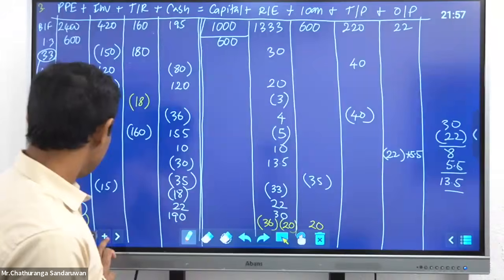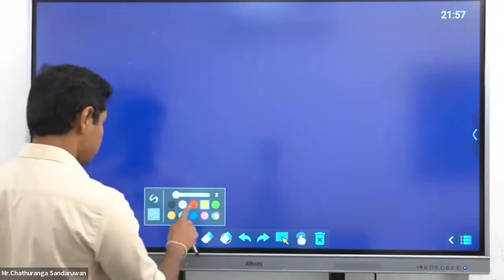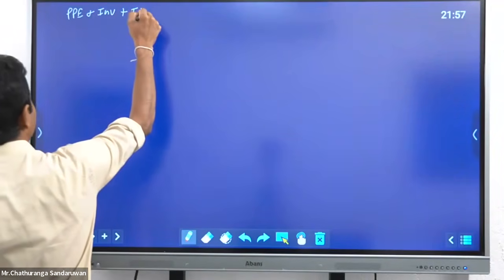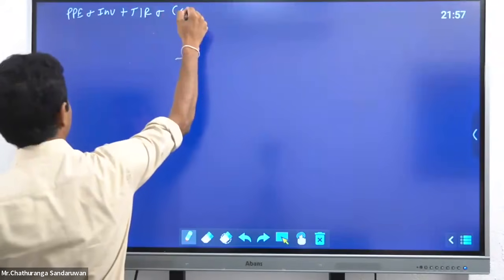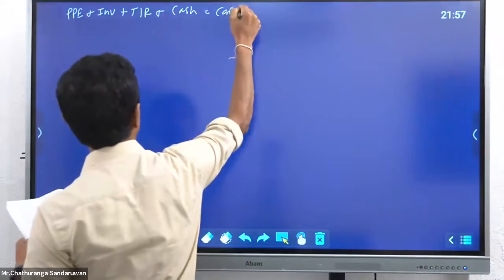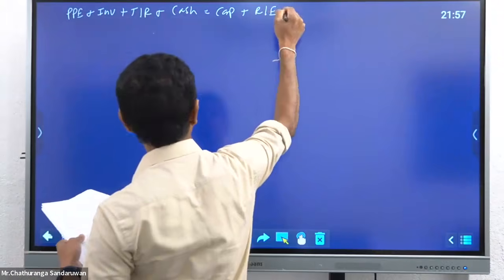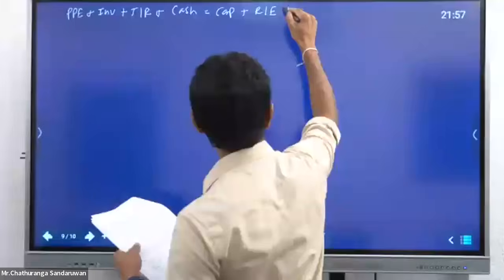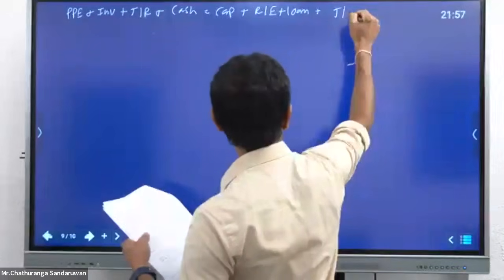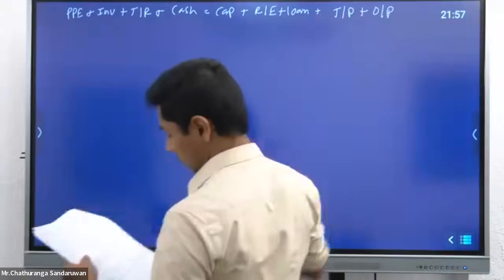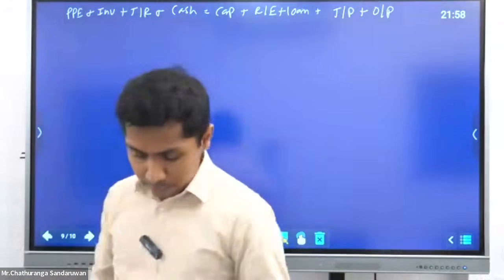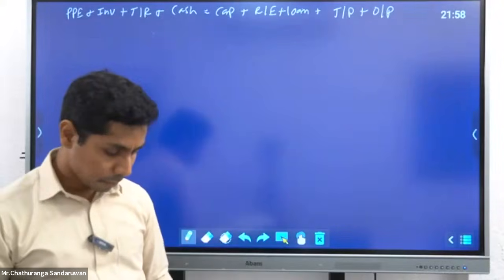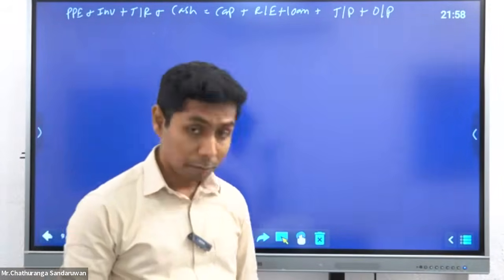Shall I have it once anyway? Can't help. PPE plus inventory plus trade receivables plus cash equals capital plus retained earnings plus bank loan plus trade payables plus other payables. Okay, and also we will prepare the bank reconciliation statement as well. Then it will be easy.